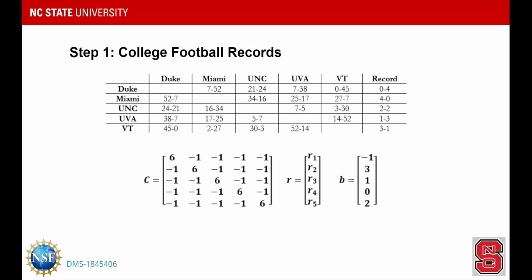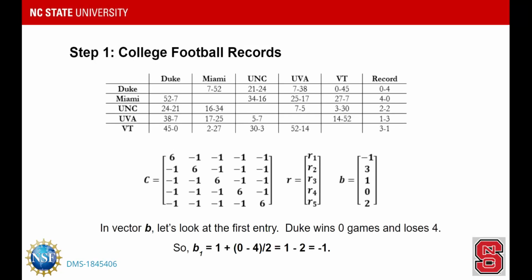Note that the entries in the main diagonal of matrix C are all 6, since each team plays 4 games, and the main diagonal entries are defined as the number of games played plus 2. We note that all of the other entries are -1 because each team plays every other team exactly once. In vector B, let's look at the first entry. Duke wins 0 games and loses 4. So, B sub 1 equals 1 plus 0 minus 4 divided by 2, which equals -1. Check your results against these to ensure that they match before we proceed.